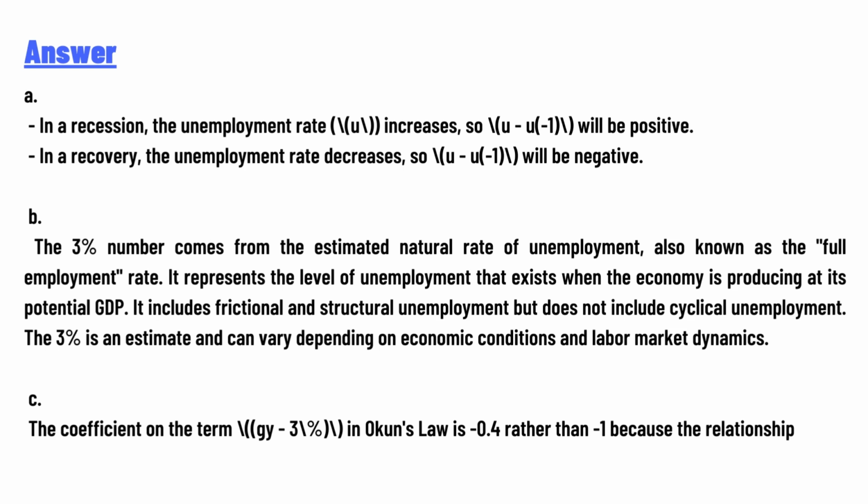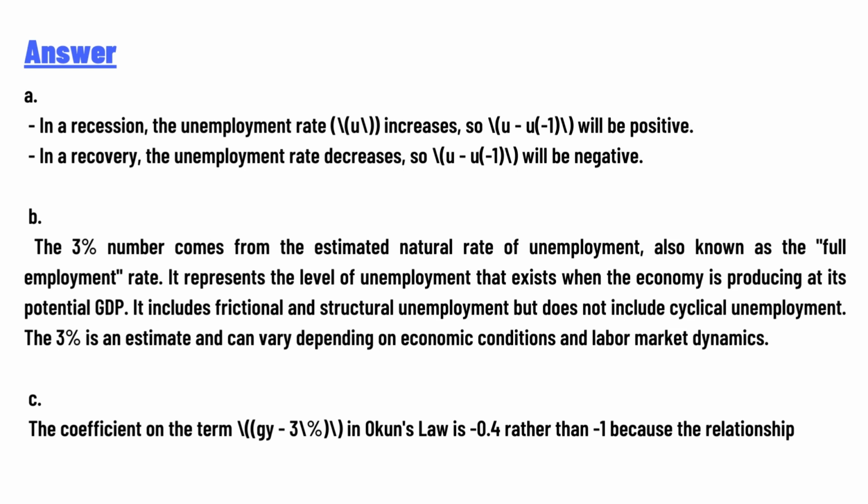B. The 3% number comes from the estimated natural rate of unemployment, also known as the full employment rate. It represents the level of unemployment that exists when the economy is producing at its potential GDP. It includes frictional and structural unemployment but does not include cyclical unemployment. The 3% is an estimate and can vary depending on economic conditions and labor market dynamics.